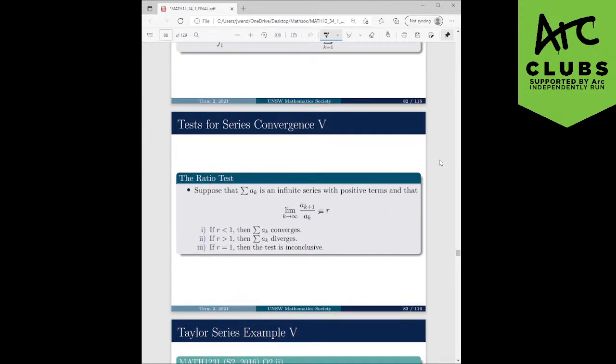If your r is less than 1, then your series converges. If your r is bigger than 1, then it diverges. And if your r is equal to 1, then it's inconclusive. That's kind of important. You can't just draw random conclusions if r is equal to 1. It could converge or diverge. You don't know. But if it satisfies either of the first two conditions, then you're golden. You've just proved whether it's converging or diverging.